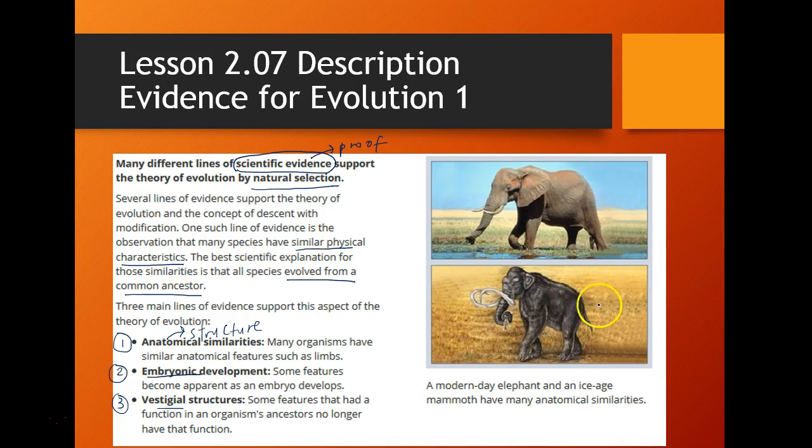And here's an example in this picture. We have a modern day elephant, right? One that you've probably seen in a zoo or something. And then an Ice Age mammoth that was around a long time ago. And we see that there are clear similarities. So we would say that they possibly have a common ancestor.